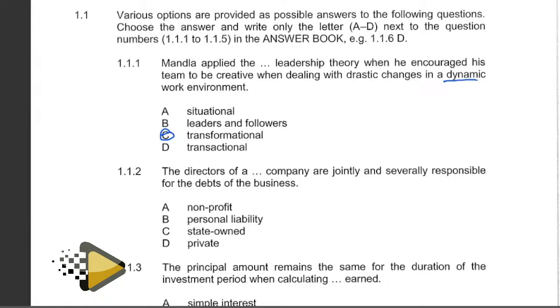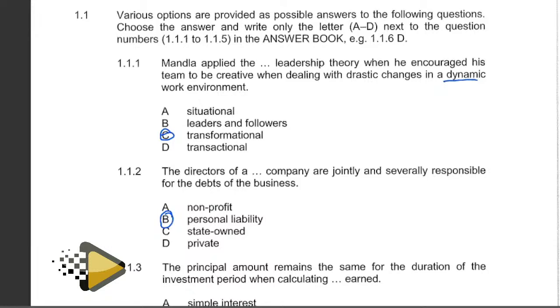Okay, right. So now let's check 1.1.2. 1.1.2 reads as follows. The director of a dash company is jointly and severally responsible for the debts of the business. This one is somehow tricky because the option that is B, yes, it is the appropriate answer. But also, if you were having partnership on the list of options, partnership was going to be the appropriate answer rather than personal liability.